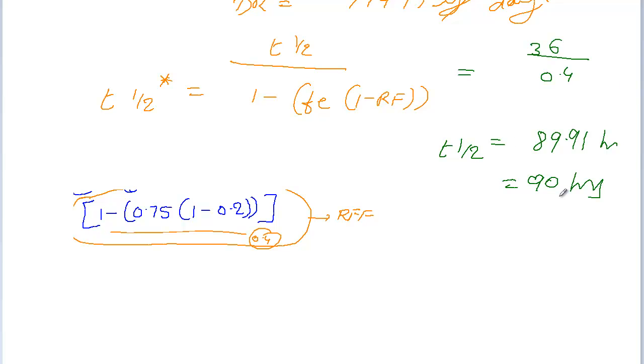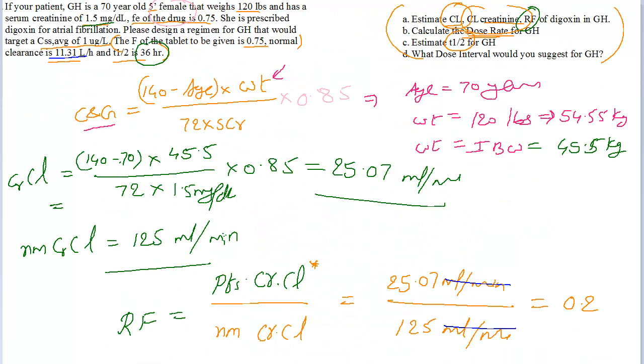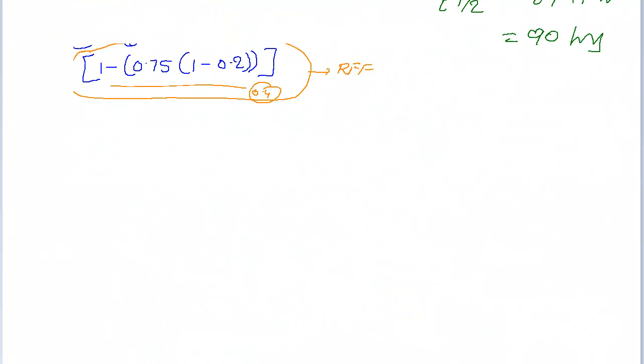Now we have to calculate the dose interval. Most probably the tablets are available in forms like 125 microgram and 250 microgram. So we recommend, to maintain a Css average like this, 1 tablet of 125 microgram per day.